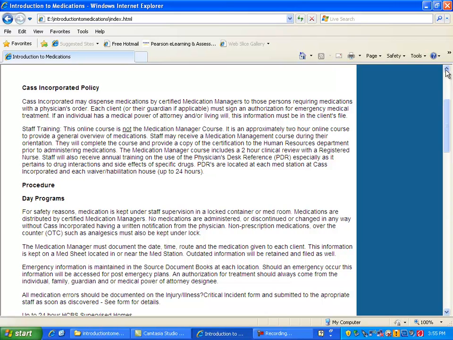Staff will also receive annual training on the use of the physician's desk reference, also referred to as the PDR, especially as it pertains to drug interactions and side effects of specific drugs. PDRs are located at each med station at CAS Incorporated and each house. So let's look at the procedures for day programs.